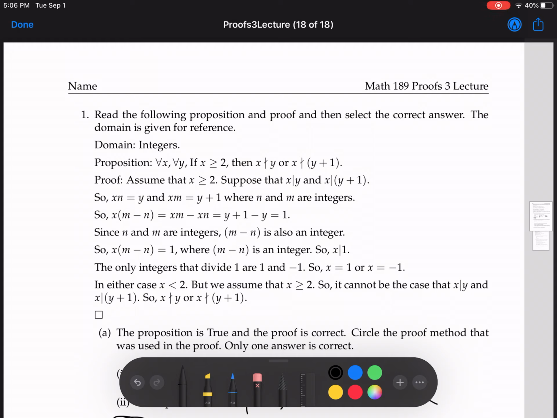All right, we assume P and not Q. That's what I already said. Now if x divides y, that means that xn equals y, where n is an integer. And if x divides y plus 1, that means that xm equals y plus 1, where m is an integer. I chose this proof because you've been studying a lot of proofs, and it's time to show you that proofs can be rather creative. And here's a nice little creative trick for this proof.